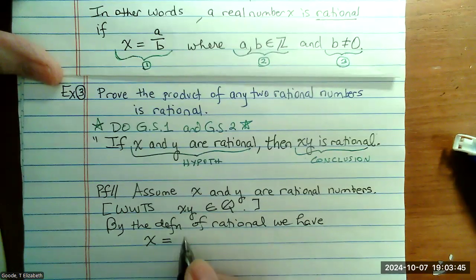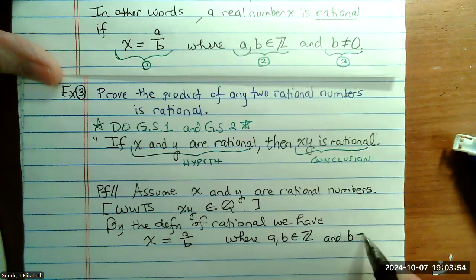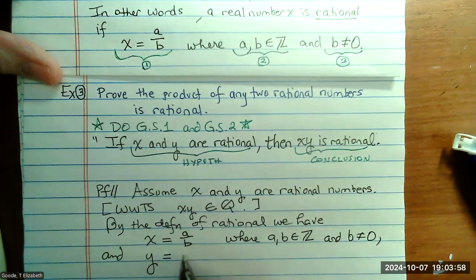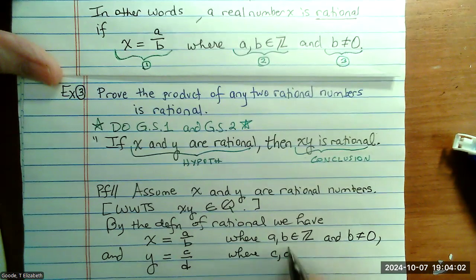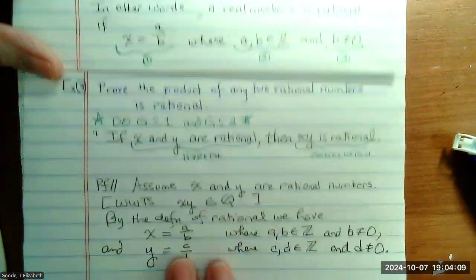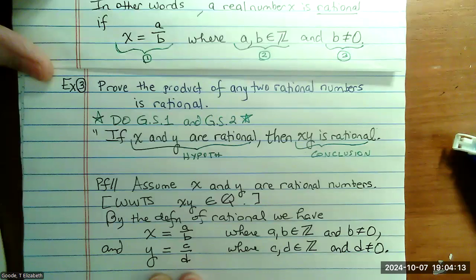X is equal to, I'm going to say A over B. Whatever letters you use are fine. Where A and B are in Z, and B is not 0, of course. And, of course, Y is rational. I like to go ahead and say C over D, where C and D are in Z, and D is not equal to 0. By the way, if we needed a third one, you could use like E over F, you know, A, B, C, D, E, F, right?